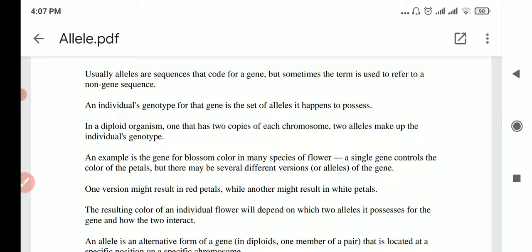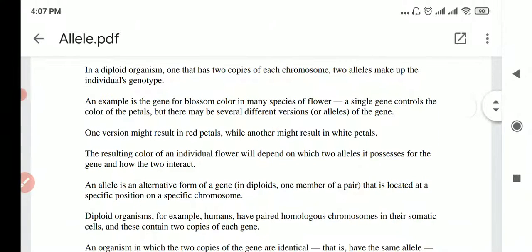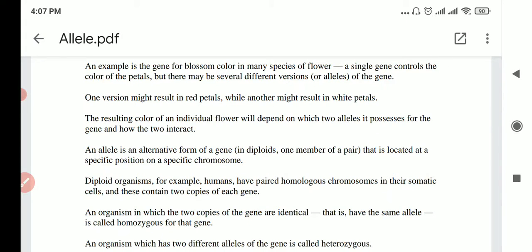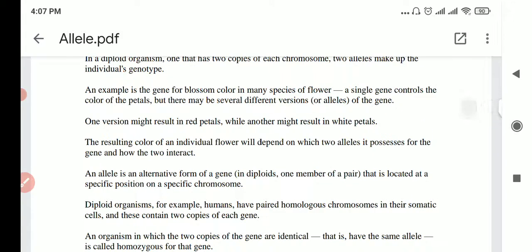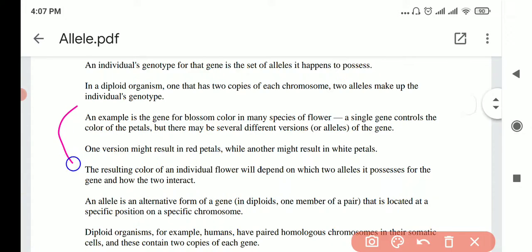So in diploid organisms, every gene has 2 copies in each chromosome. So we will have 2 alleles. In diploid organisms, we'll have 2 alleles of each gene in a person's genotype. Here I have already explained this in the previous class.